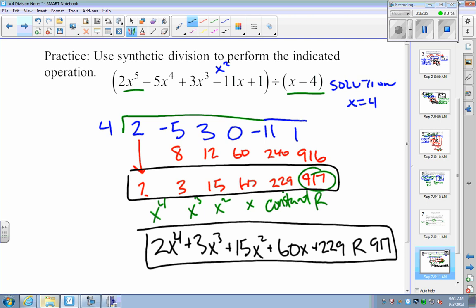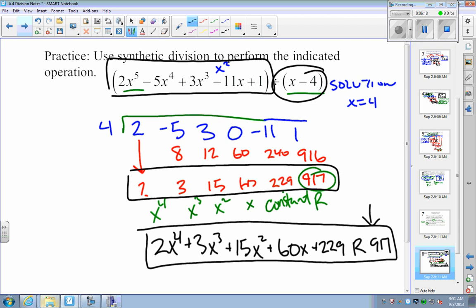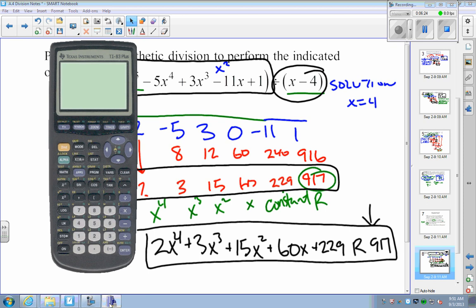So basically what we're saying is, if you take all of this down here in the black and you multiply it by an x minus 4, you add in your remainder, you should get the original. But this is just a shortcut for long division. You can see how much quicker that went. I can check that in the calculator and make sure I did that correctly. Okay, so I'm going to pause it real quick and get that typed in.